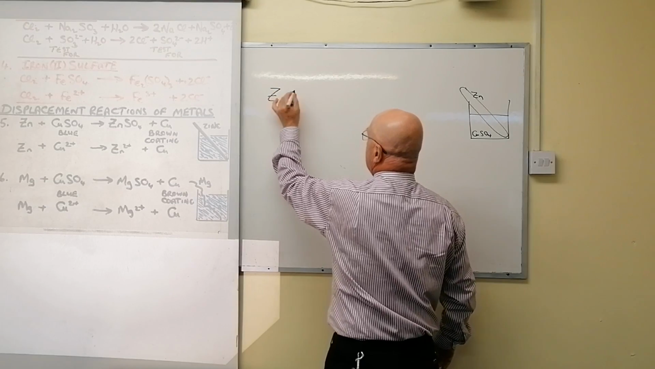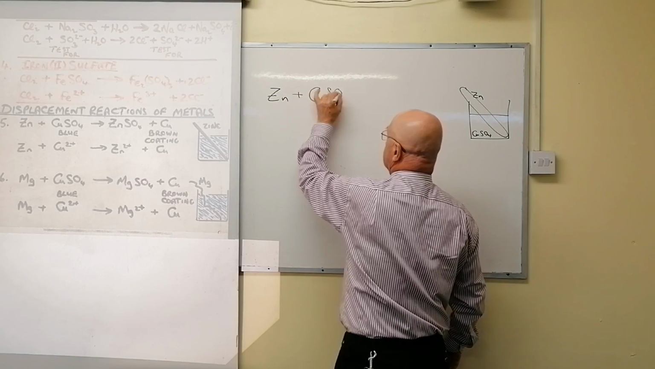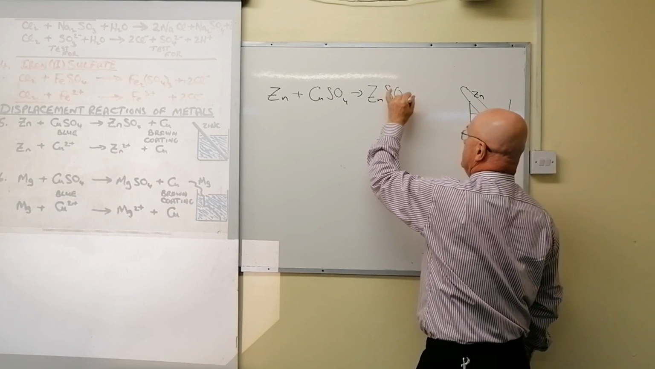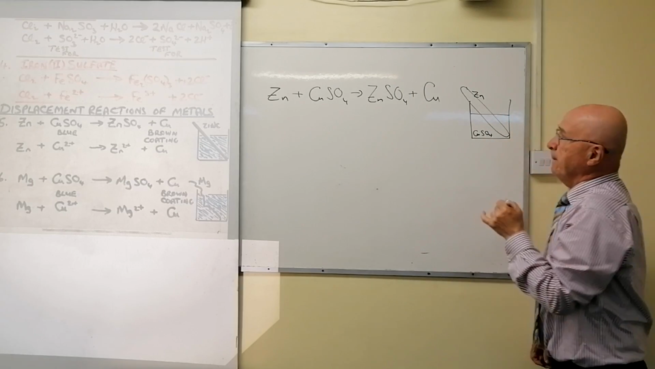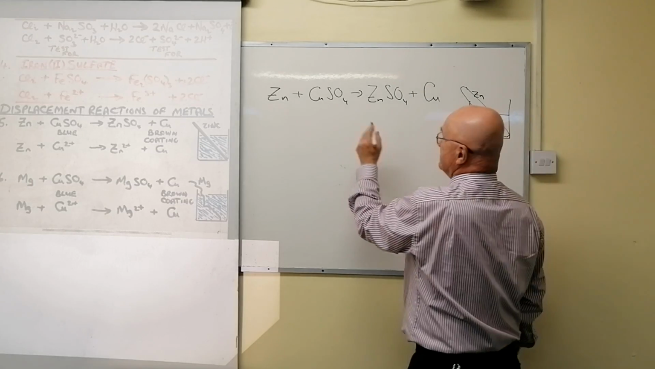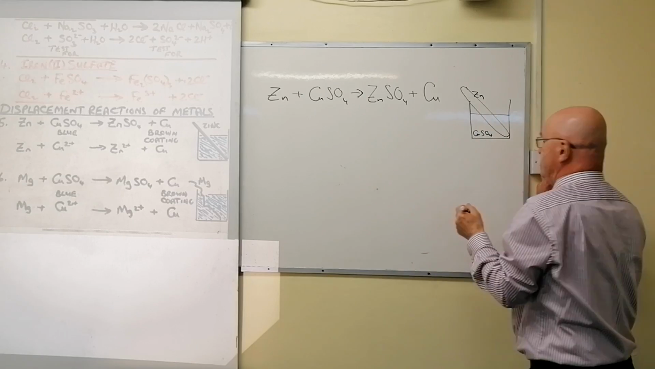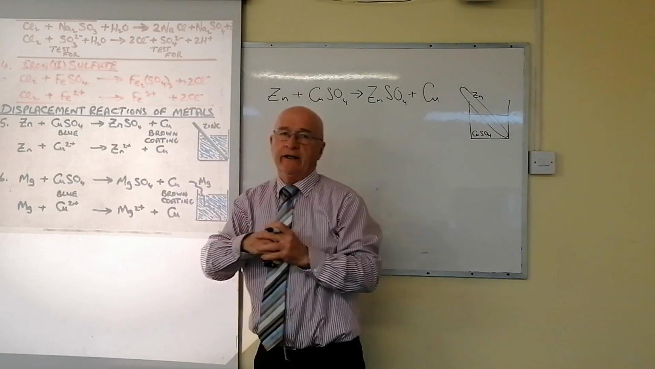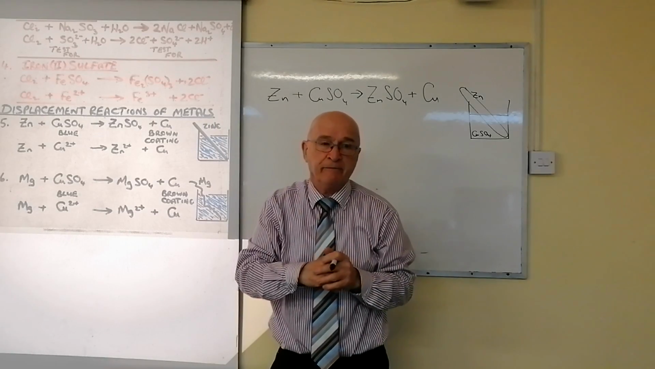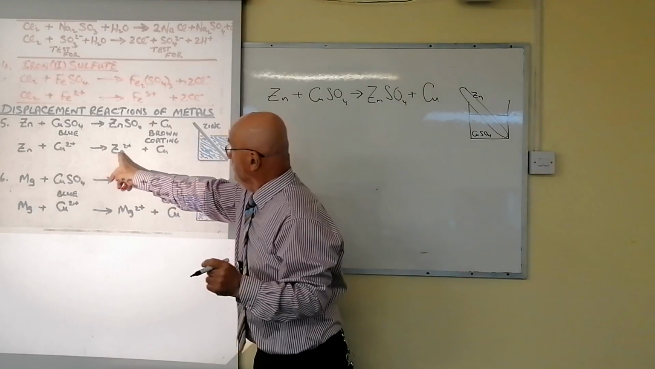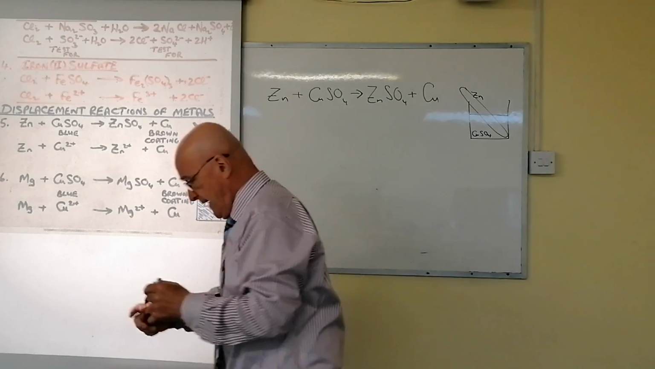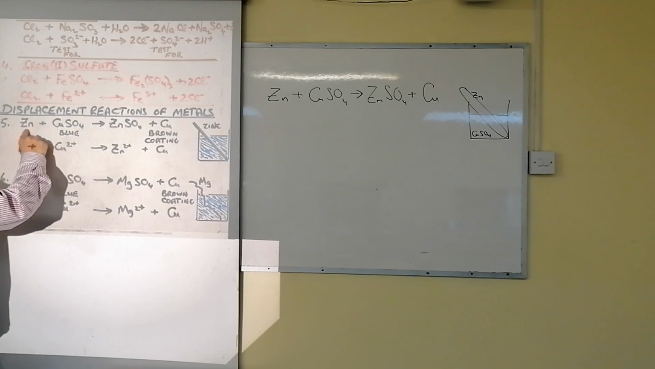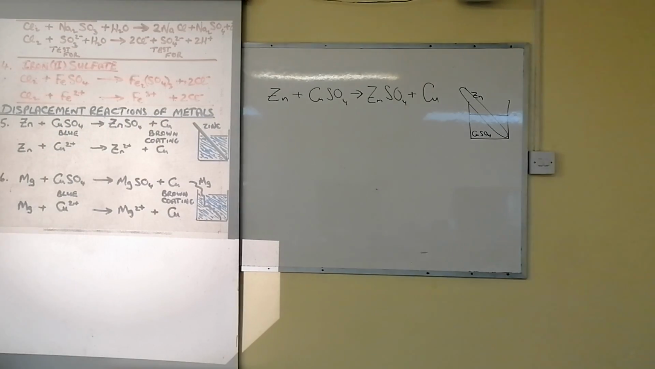There's the zinc, there's the copper sulfate, and it will go to zinc sulfate plus copper. Now be careful you're reading that correctly. Can you see on the screen that I have the ionic form of it as well? When you write a copper ion like that, you mean it's part of a bigger molecule, it's part of a compound. And likewise there, it's part of a compound. So what has actually happened is the zinc displaces the copper out of the copper sulfate. It goes in instead of it and releases copper.